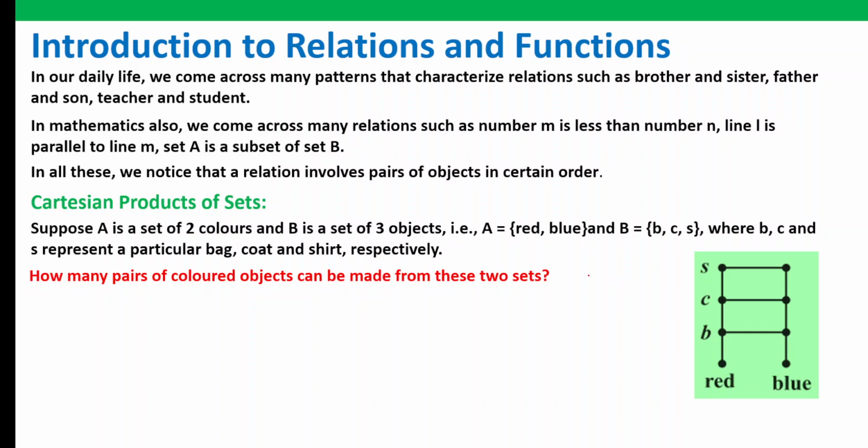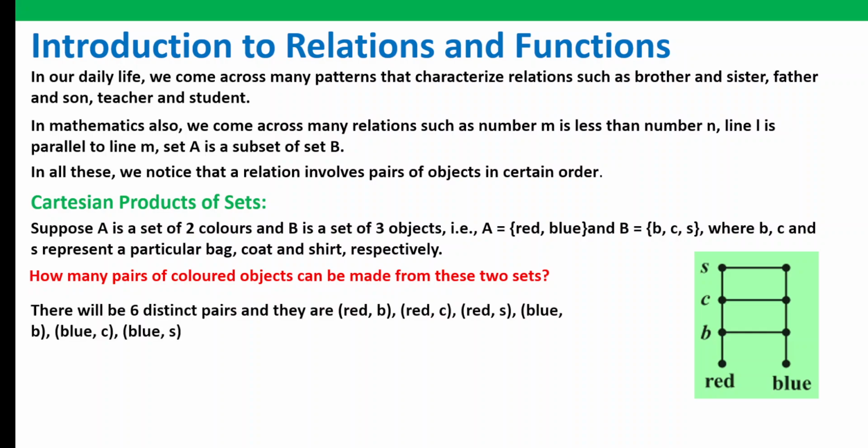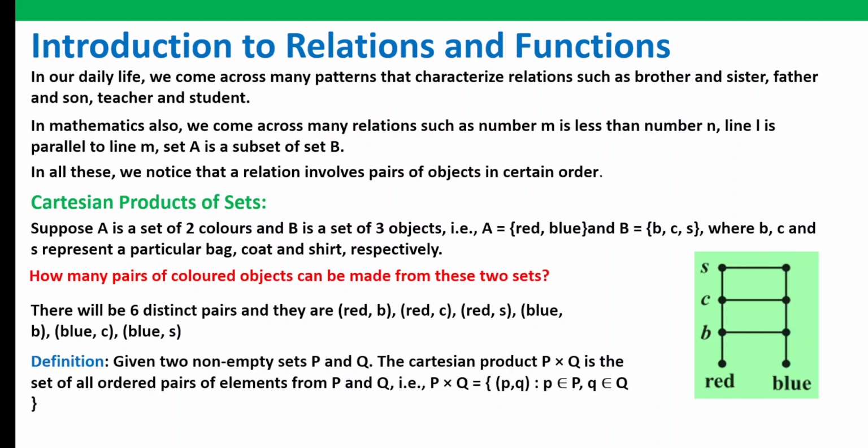Then if we ask how many pairs of colored objects can be made from these two sets, the answer is 6. They are red and B, red bag, and red and C, red coat, and red and S, red shirt. Similarly, blue bag, blue coat and blue shirt. So there are 6 distinct pairs and they are red B, red C, red S, blue B, blue C, blue S.